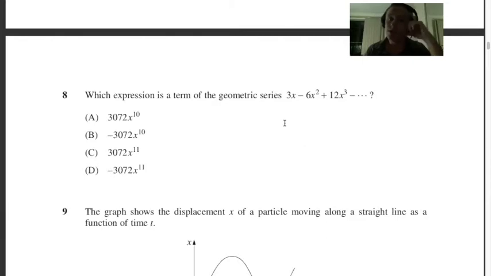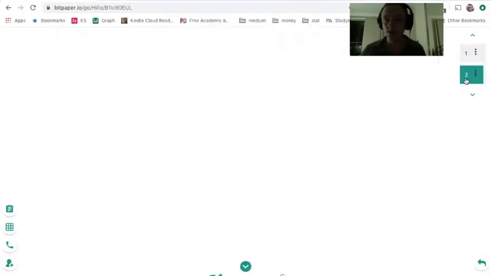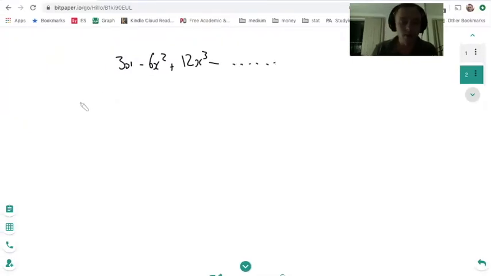3x minus 6x squared plus 12x cubed minus that. New page. 3x minus 6x squared plus 12x cubed. Yes, it was. Let us have a look. It started with 3x. I'm sorry to skip so many times. So we're going to say 3x. How do geometric series progress again? Times, oh, this is a negative, times negative 2x. Please allow me to use a dot for times. Negative 2x to the power of n minus 1.